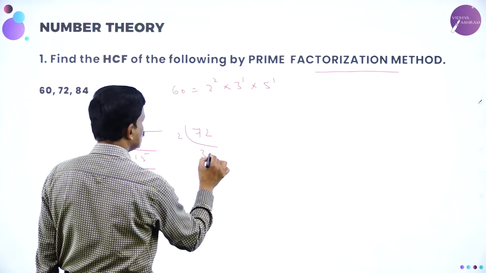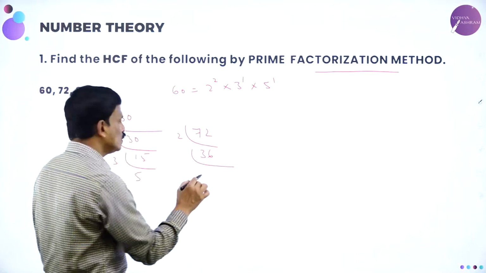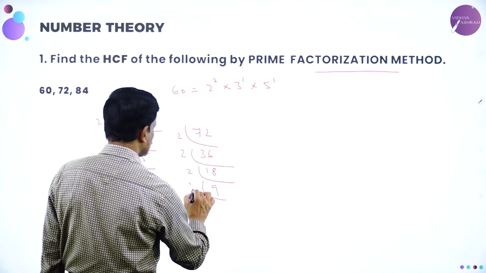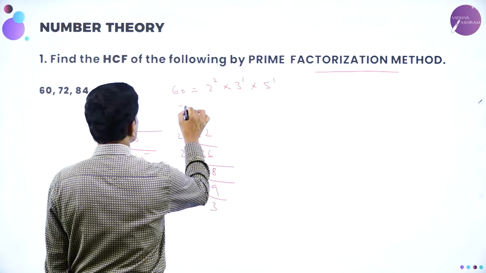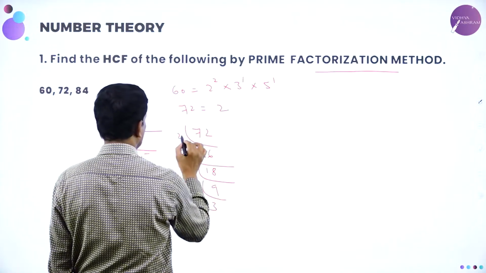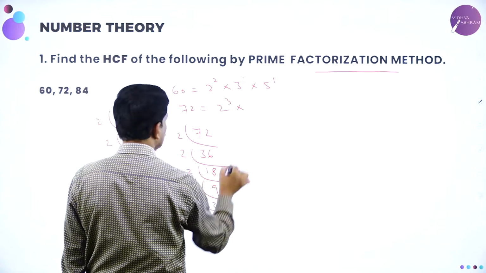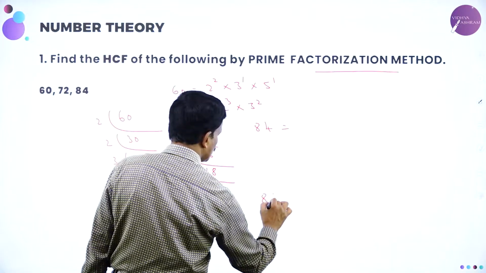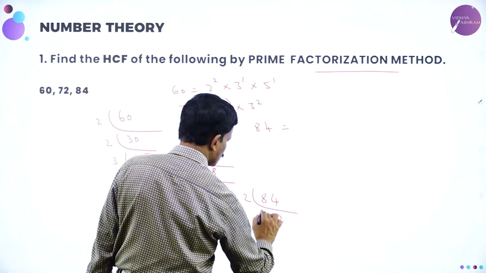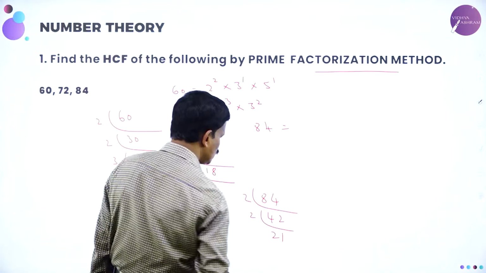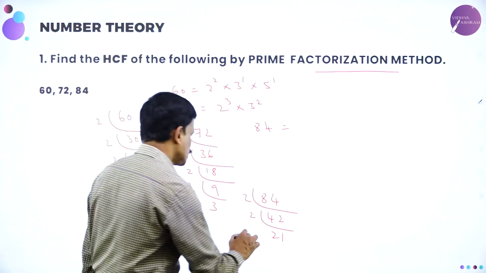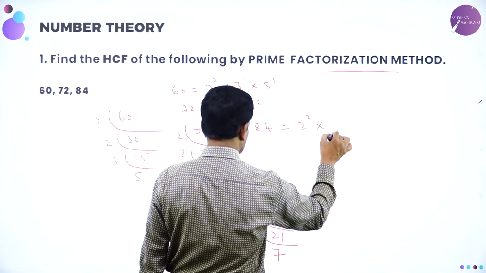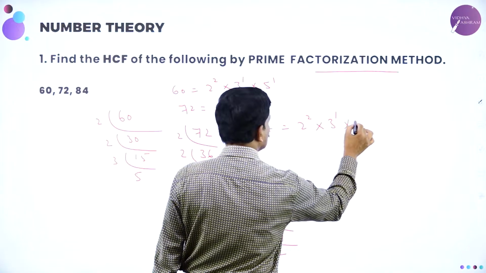Similarly for 72: 2 thirty-sixes, 2 eighteens, 2 nines, and then 3 threes. So therefore 72 is equal to 2 cube into 3 square. And coming to the last one, 84: 2 forty-twos, 2 twenty-ones, and you cannot divide 21 by 2, 3 sevens are 21. So therefore the factors are 2 square into 3 to the power of 1 into 7 to the power of 1.